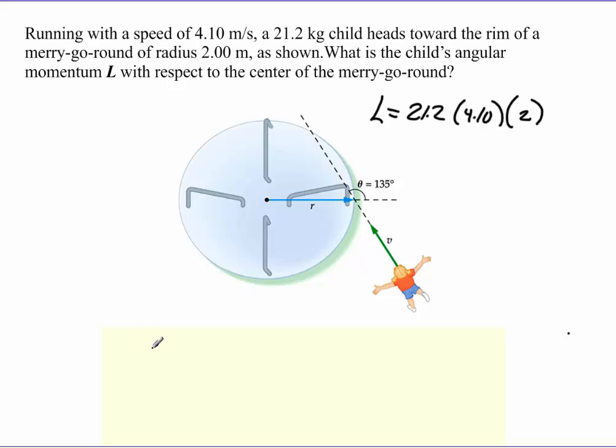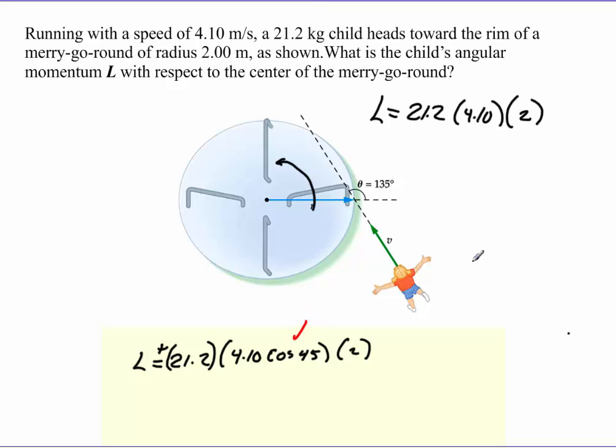So in this case, isn't L just going to equal 21.2 times 4.10 times the cosine of, I'm going to make it 45. Everybody, I hope you see where I'm doing that. Cosine of 45 times 2. That would be his angular momentum. And again, I would make that positive because he's wanting to go this way around that point. Does everybody in the class see where I got that?